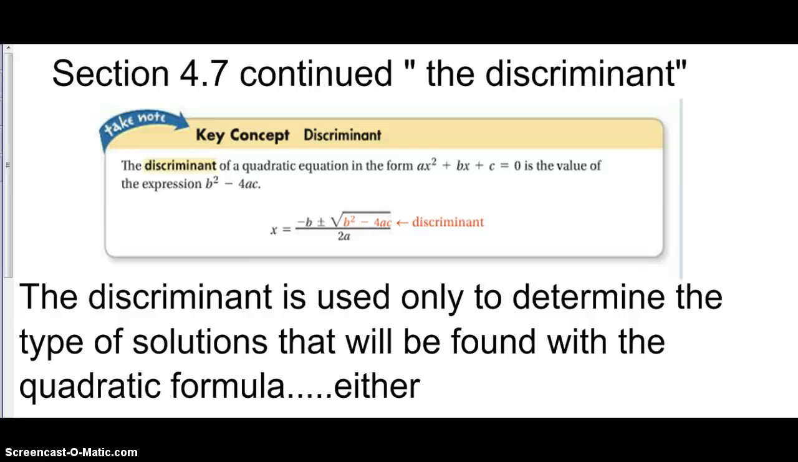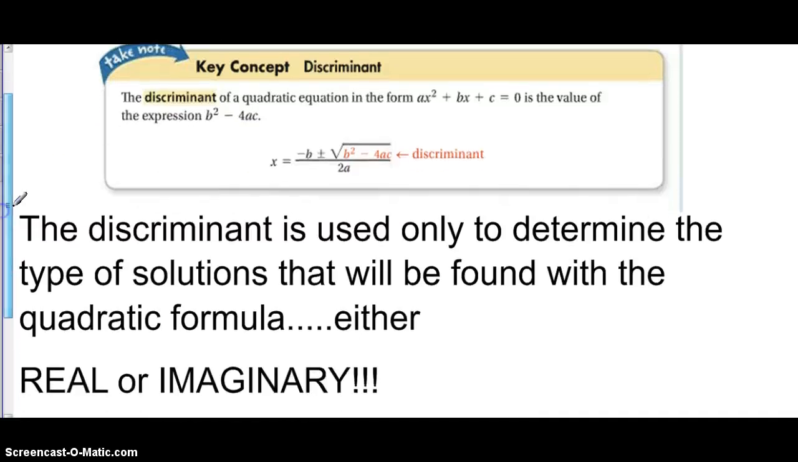Welcome to section 4.7. This is a continuation of 4.7, and we're going to be talking about the discriminant. As you can tell by this key concept diagram here, the discriminant is the part of the quadratic equation that's underneath the radical. This part right here helps us determine what type of solutions will be found from the quadratic formula. Either they will be real or imaginary.